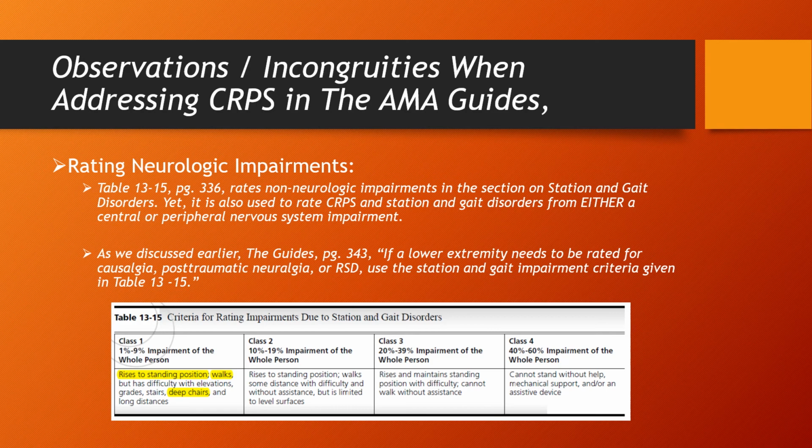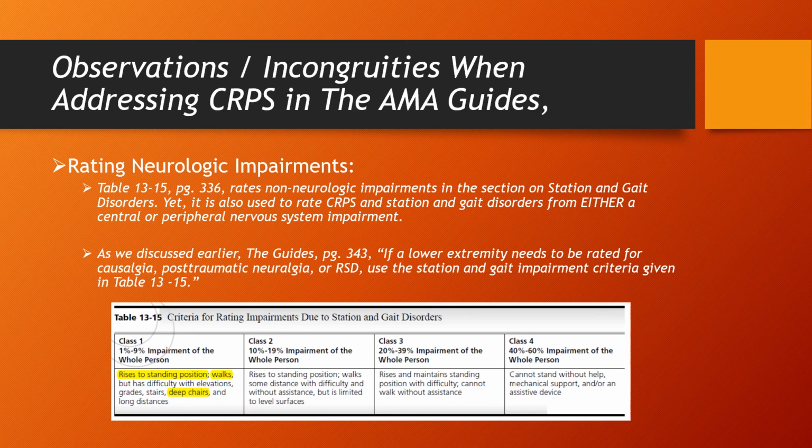Table 13-15, which is chapter 13 of the central and peripheral nervous system, rates non-neurologic impairments in the section on station and gait disorders. So non-neurologic impairments in station and gait disorders, yet it's also used to rate CRPS and station and gait disorders from either a central or peripheral nervous system impairment. So they refer us from Chapter 17 in lower extremity to Chapter 13 and discuss non-neurologic impairment, yet it appears in Chapter 13, the central and peripheral nervous system. And those impairment ratings are made from that as well.